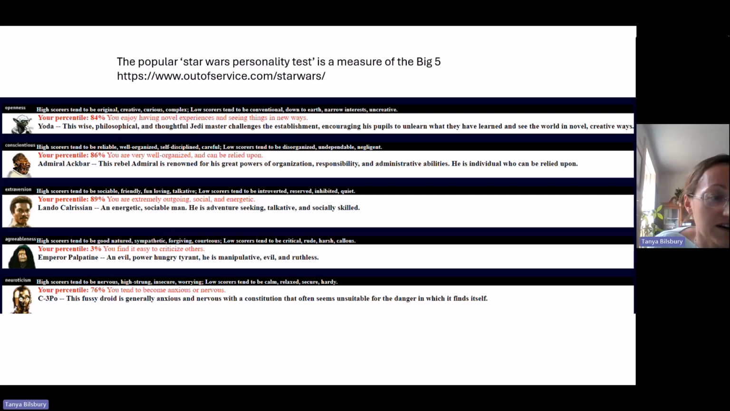And so they're representing openness as Yoda and conscientiousness as Admiral Akbar. And you can just ignore that stuff. Okay, maybe it's fun, maybe it's interesting, but you can disregard that and think of these as the 5 factors. You can see them down here.